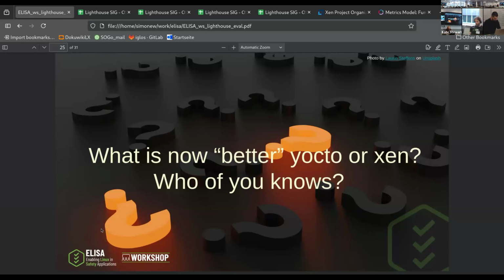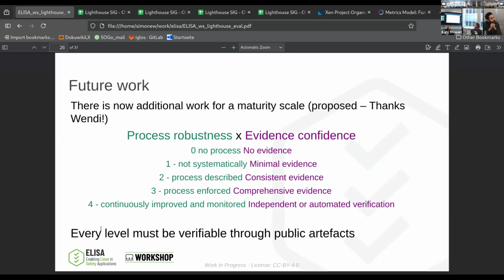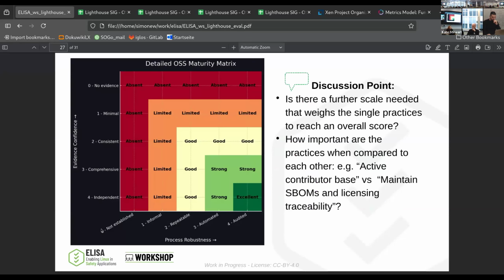There's a maturity scale now proposed again, thanks to Wendy, where we want to not only evaluate the process robustness, is the process documented, is it enforced, is there maybe no process at all, but also the evidence we have. Maybe I know that the requirements are from community discussion, but I have no public artifact that supports it. So it might be a very good and robust process, but if there's no evidence, that's also an issue. So we want a maturity scale that takes those two factors in mind, and this could look a little bit like a matrix.